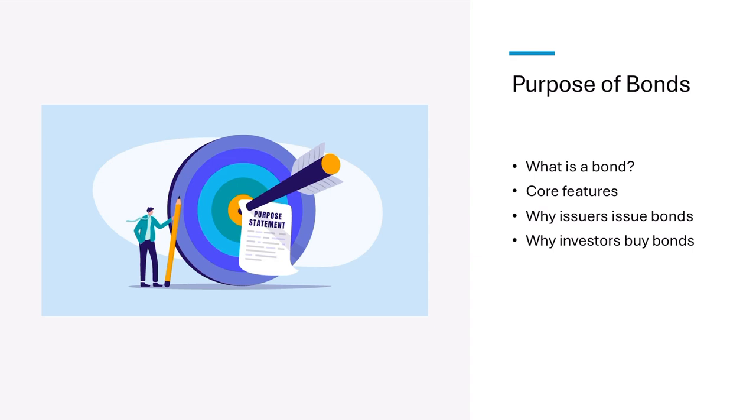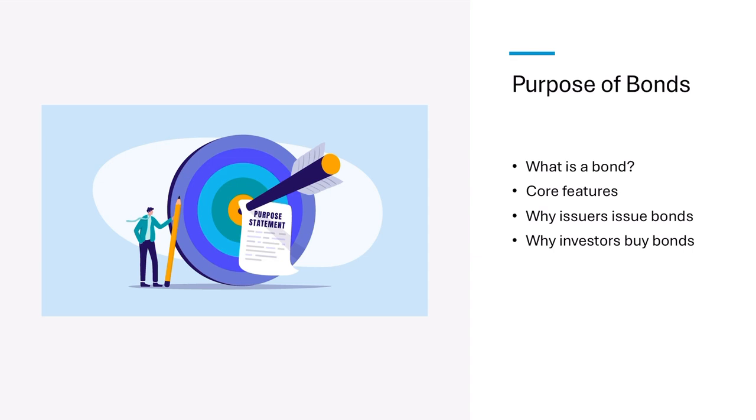or institutions. Core features of a bond include the principal, which is the face value or par, and the coupon, which is the interest payment, fixed or variable, paid to the bondholder, usually semiannually or annually, and the amount borrowed, typically $1,000 per bond unit. This is what the issuer repays at maturity.